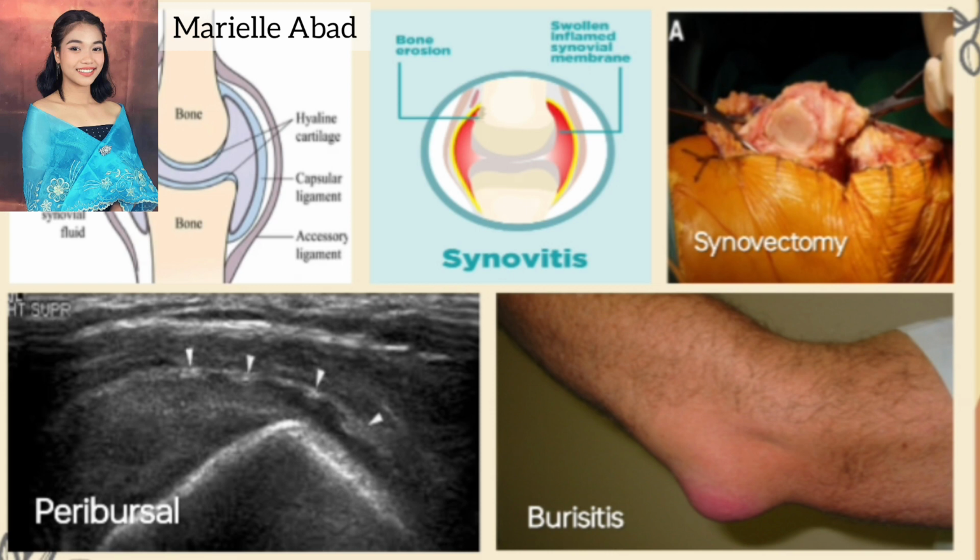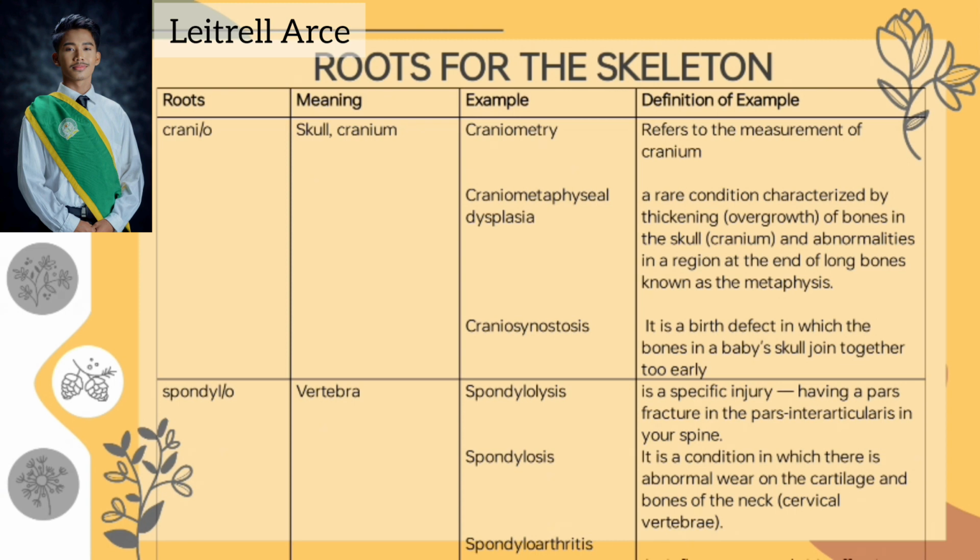That's all. Thank you. Let's move on to the roots for the skeleton. Number 1. Cranio. Cranio is derived from the Greek word cranium, meaning skull. The cranium or skull is composed of 22 bones, and it is divided into two regions: the neurocranium, which protects the brain, and the viscerocranium, which forms the face.